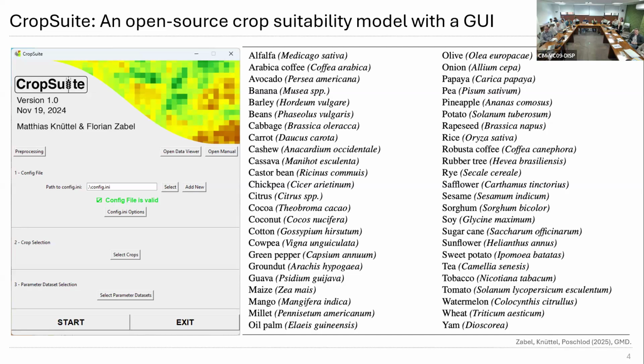Also, we have cocoa, which is now a kind of focus crop for me, since I'm situated in Switzerland now, and there is a huge cocoa, chocolate industry there, and they have a high interest in cocoa, and also coffee. So we have Robusta and Arabica included in our study.